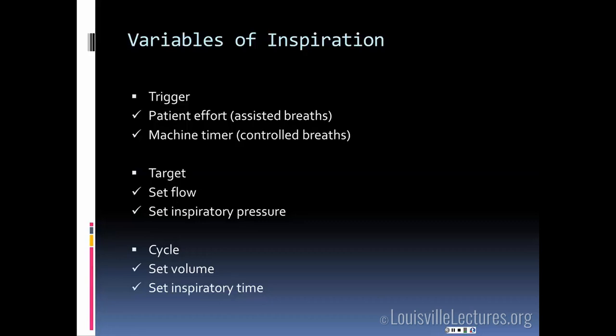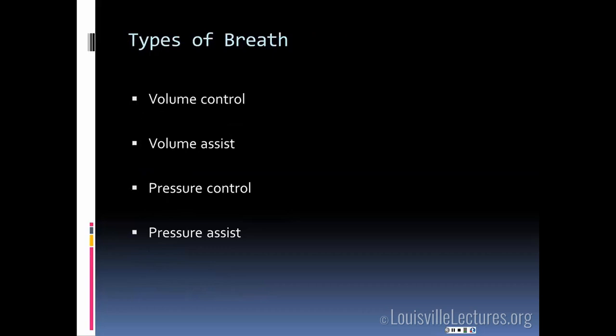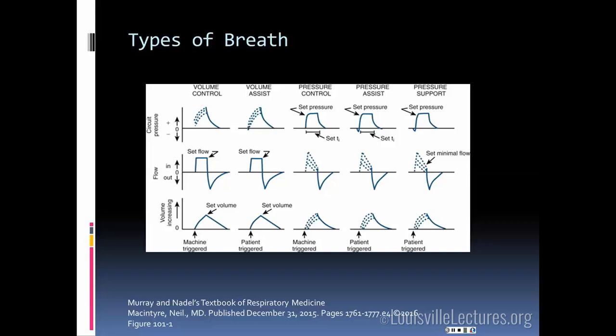The target can be a set flow or a set inspiratory pressure. And the cycle can be a set volume or a set inspiratory time. With that, you're going to have 4 types of breath: volume control, volume assist, pressure control, and pressure assist. Here it shows volume control type of breath, where your pressure varies from breath to breath. The flow is the target, the value that cannot be exceeded, is constant from breath to breath. And the volume is what cycles and is constant from breath to breath.